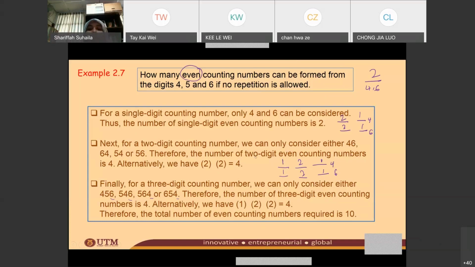So that means you have 4 plus 4 plus 2. So you have a total number of even counting numbers, you should have 10. That means 10 possible values. Itu maksud soalan ni. We go for a single digit, and then 2 digit, and then 3 digit, because we only give you digits 4, 5 and 6. But the question asks for even counting numbers, so maksudnya N kamu tu mesti nombor yang genap lah.